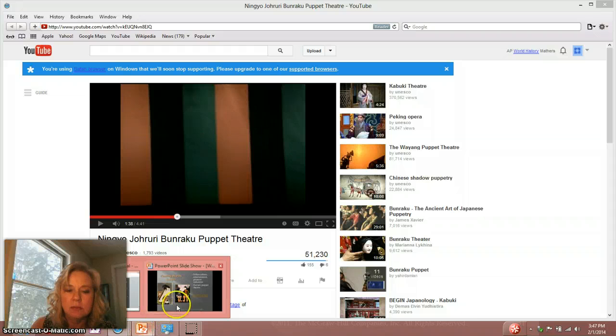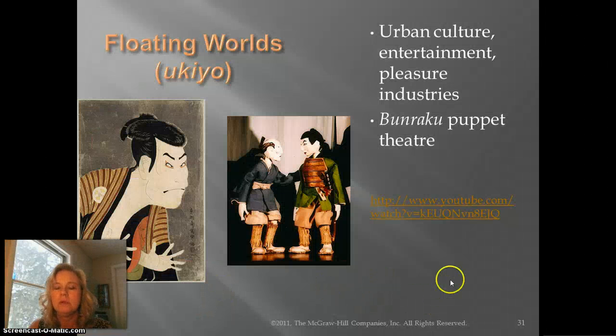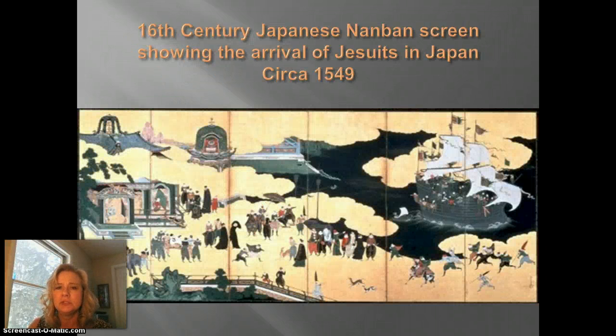Okay, so that was a look at one of the unique entertainment options that was available during the Tokugawa period, and the puppet theater in particular. This is a Japanese screen showing the arrival of Jesuits in Japan around 1549. So, as we already have talked about, the Jesuits went to China as well as Japan, as well as many other parts of the world, as we know. And this is not long after the Council of Trent actually was established.